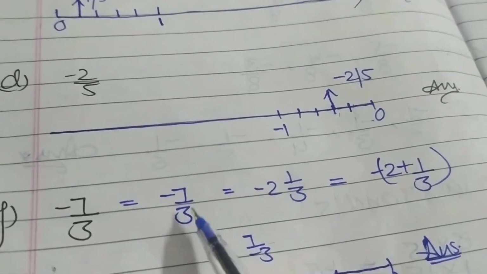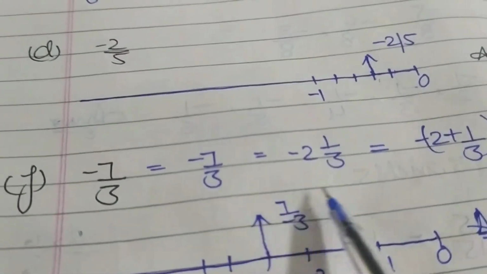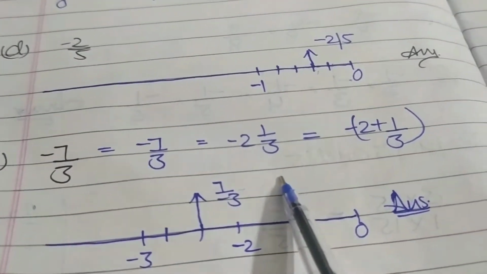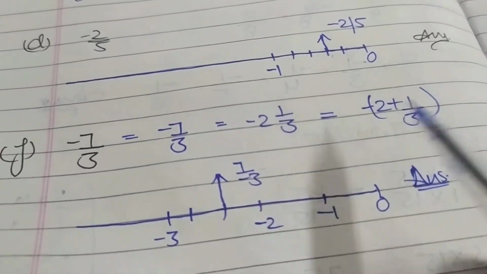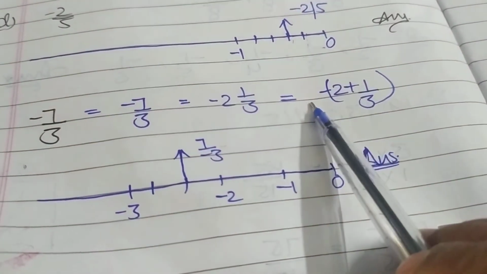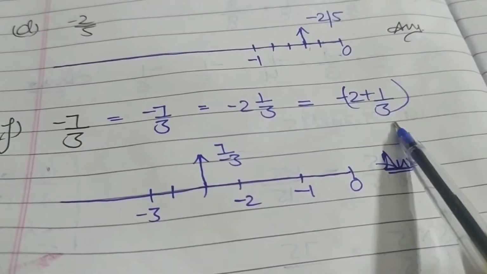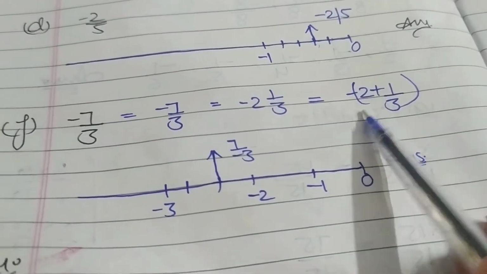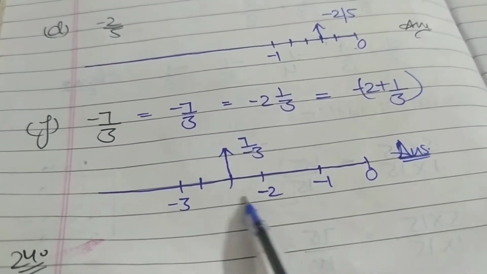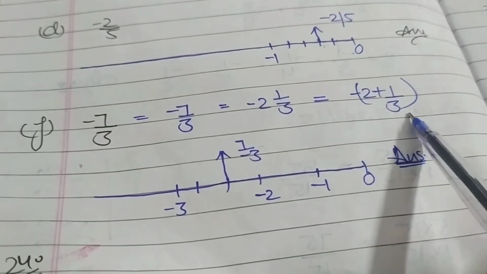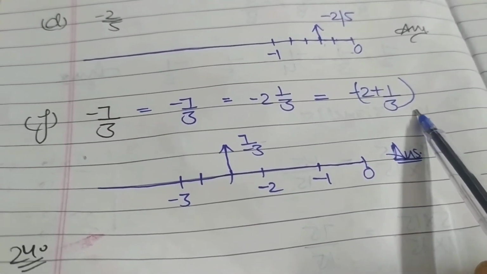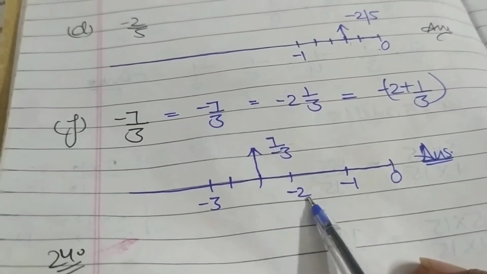Minus 7 upon 3, see, this is an improper fraction. So first of all we will convert it into a mixed fraction. Minus, take common, 2 plus 1 upon 3. It means this number is greater than 2 but less than 3 in magnitude. Denominator 3, so this number line is divided into 3 parts. So we will make it here between minus 2 and minus 3.